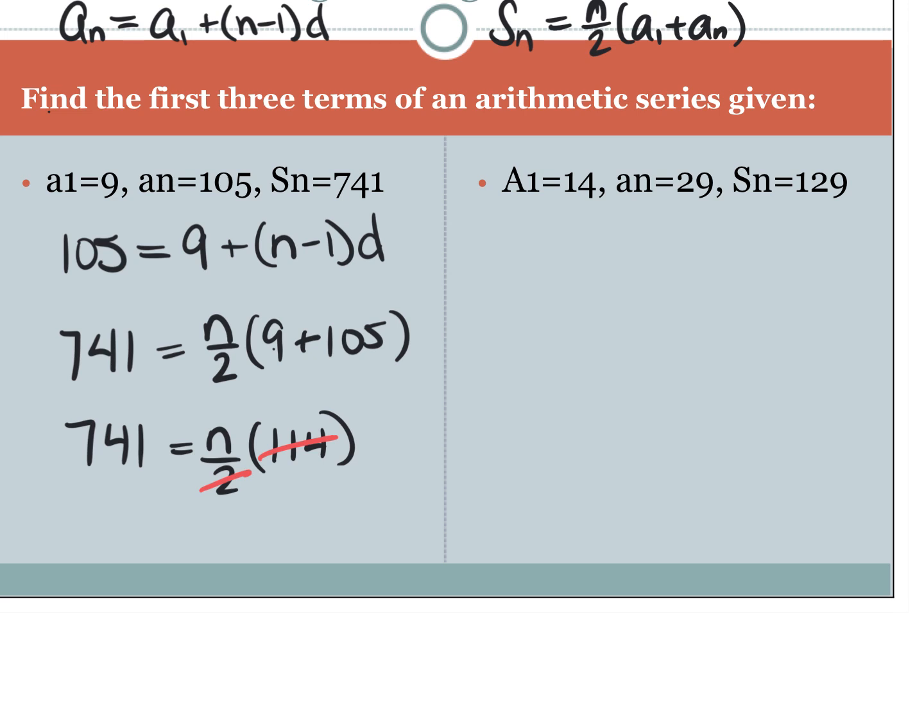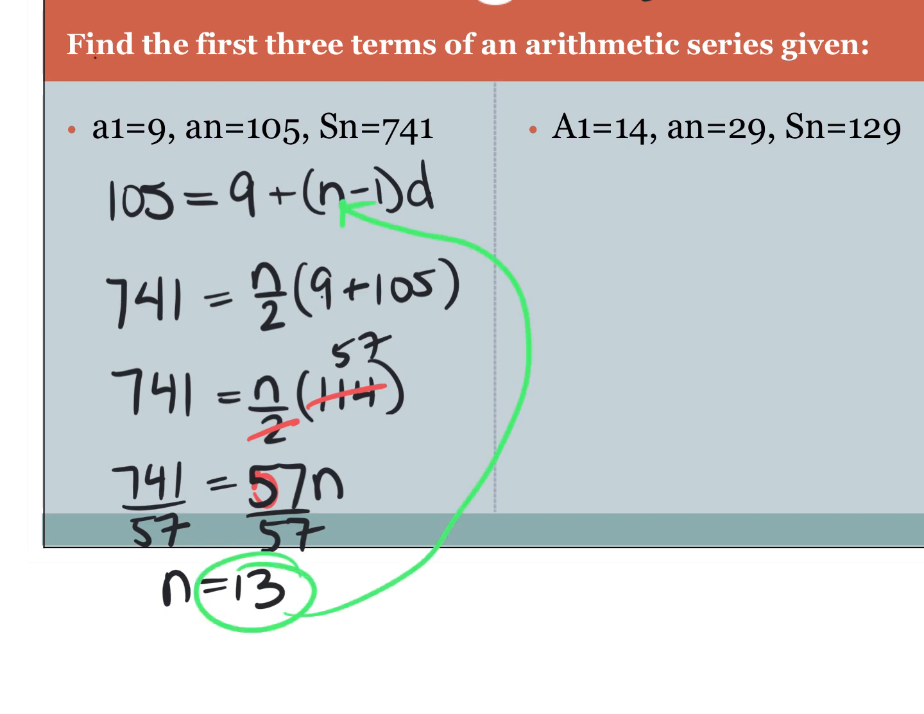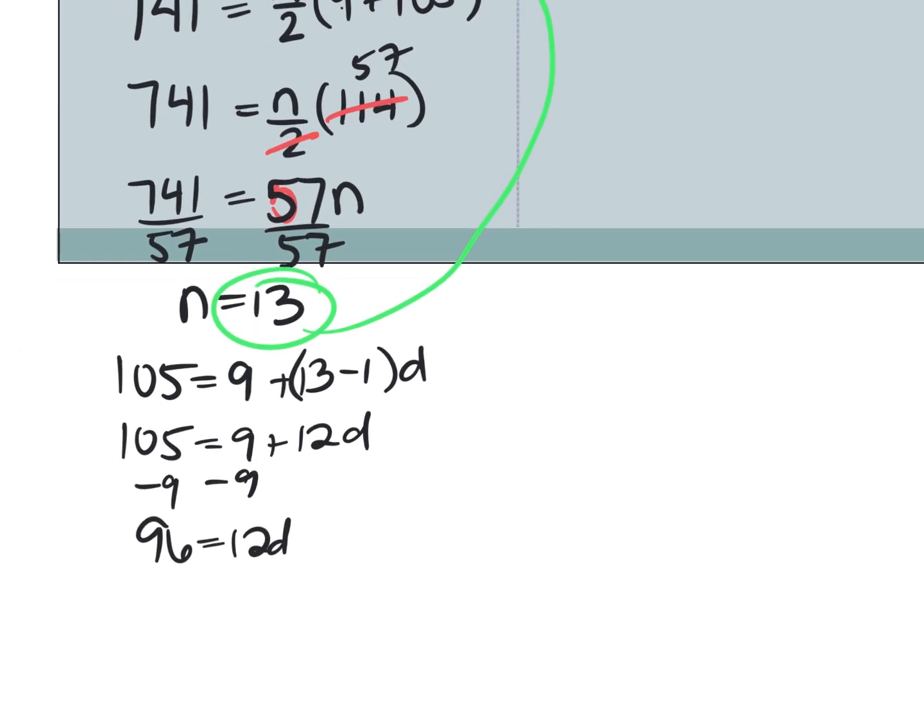I'm messing up on my calculator here. It's 57. So 57n equals 741. Divide by 57. N equals 13. Now I can plug that in up here and solve for d. So 105 equals 9 plus 13 minus 1 times d. 105 equals 9 plus 12d, minus 9 is 96 equals 12d, and divide by 12, so d equals 6.